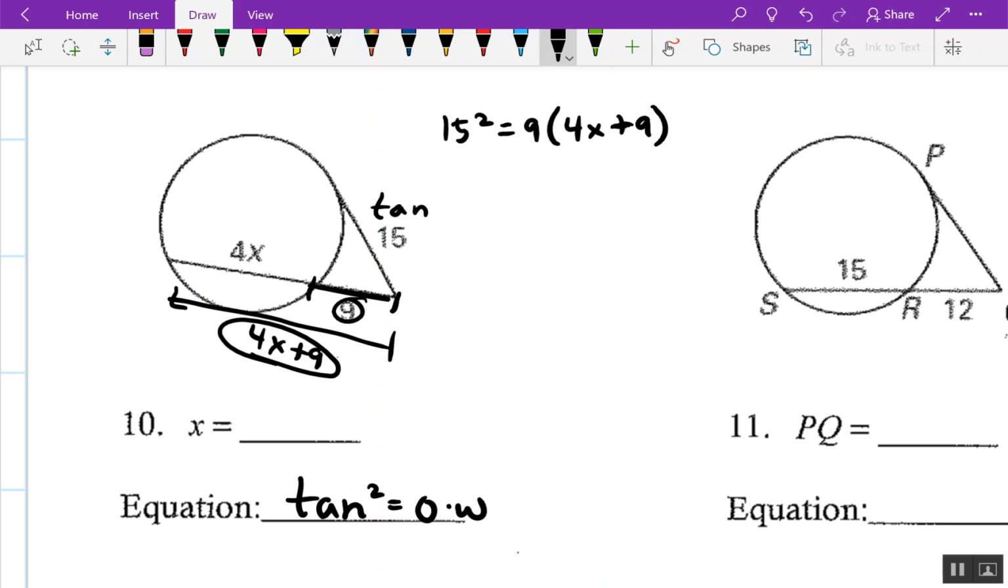And once again, we're not here for an algebra lesson. We're here for the geometry part of it. So you guys can solve that and find your answer, okay? All right, let's look at the next one. You ready?